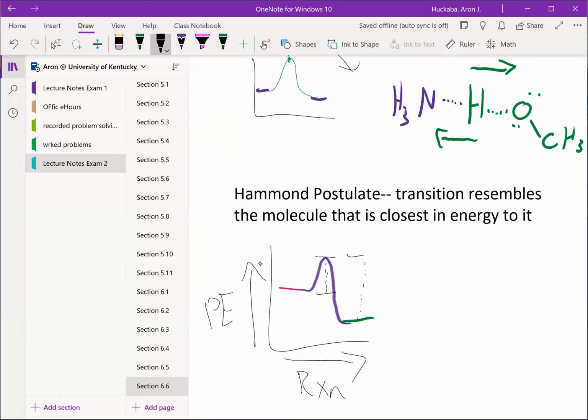Your book has a nice little example of that on page 243 in figure 6.22. Okay, so I think that is probably where we'll stop here in section 6.6. Hopefully you found this useful.